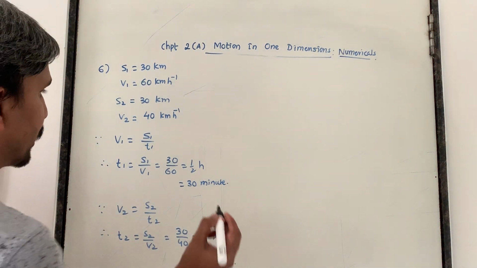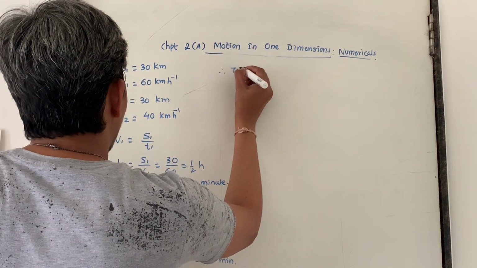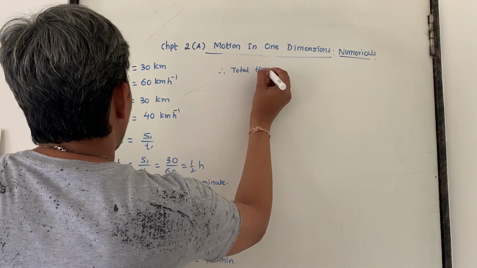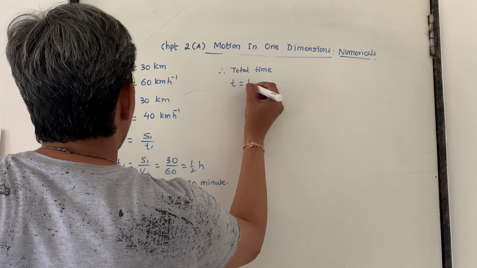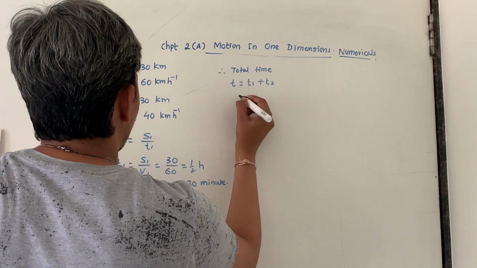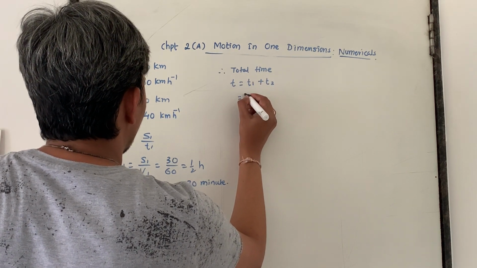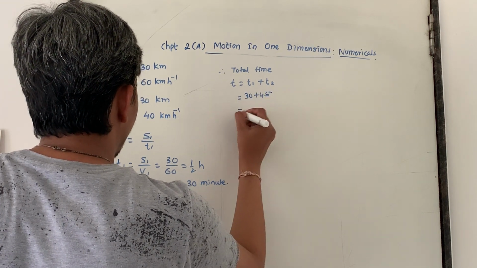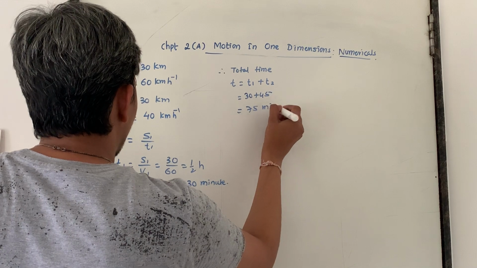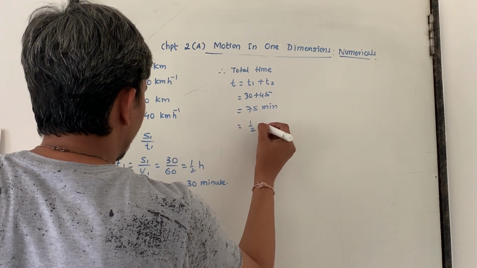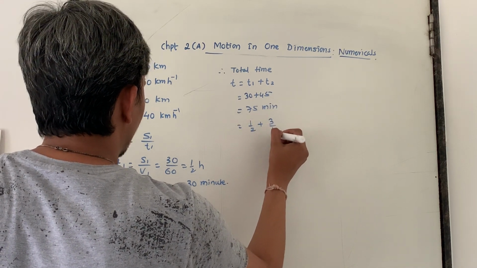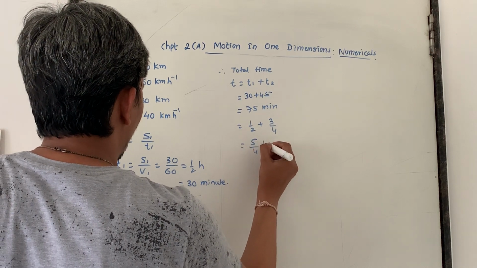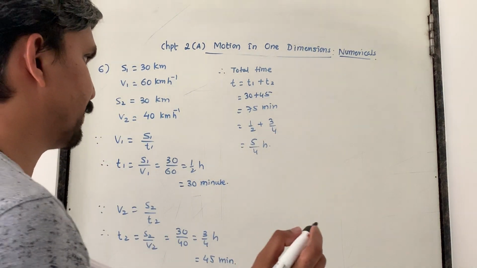Right? So I can write, therefore total time T is equal to T1 plus T2, which is 30 plus 45, that comes out to be 75 minutes. In hours, it is 1 by 2 plus 3 by 4, which is equal to 5 by 4 hours. Right? 1 hour 15 minutes.